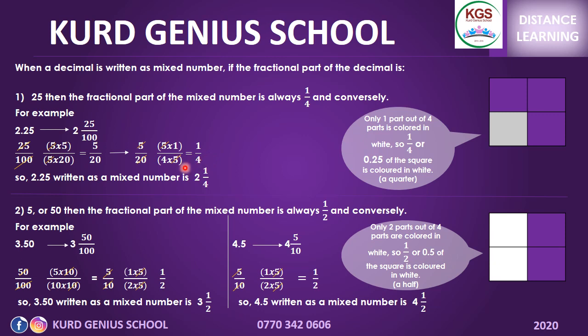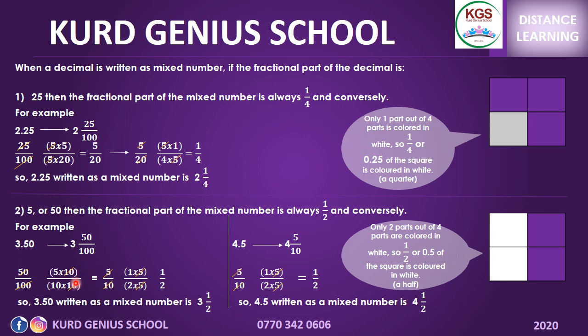A quarter. Number 2. If the fractional part of the decimal number is 5 or 50, then the fractional part of the mixed number is always 1/2 or a half, and conversely. How? For example, here we have 3.50 or 3 and 50 hundredths. So we have to write 3 in the whole number part of the mixed number and 50/100 in the fractional part of the mixed number. Now we have to simplify this fraction. So 5 times 10 is 50 and 10 times 10 is 100.